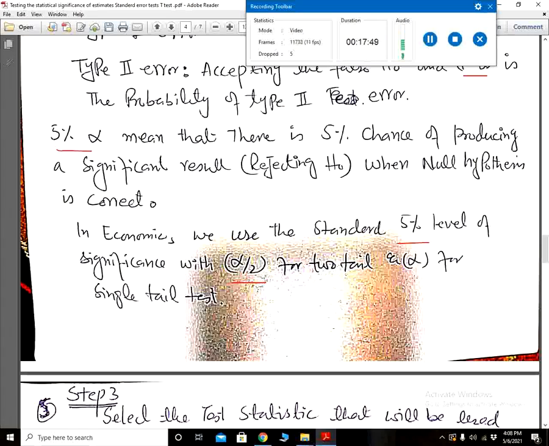In economics, we use the standard 5% level of significance with alpha by 2 for two tail and alpha for single tail test. When there are two tails, the alpha 5% will be divided by 2, and there will be 0.025 alpha on the right tail, and 0.025 alpha on the left tail. 2.5% on the right and 2.5% on the left. If there is a single tail test, then if it is a negative tail test, the alpha will be 5% on the negative side, and if it is a positive tail test, then 5% alpha will be on the positive side, but it will not be alpha by 2, it will be alpha.